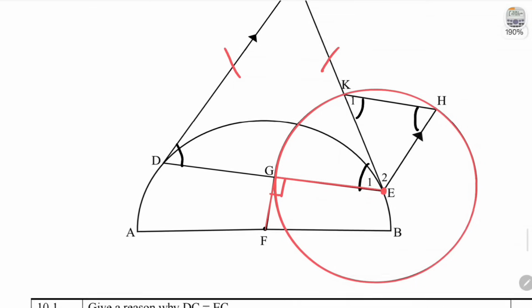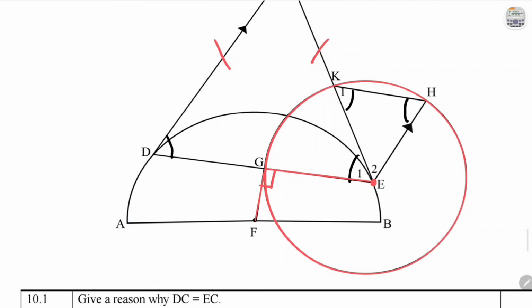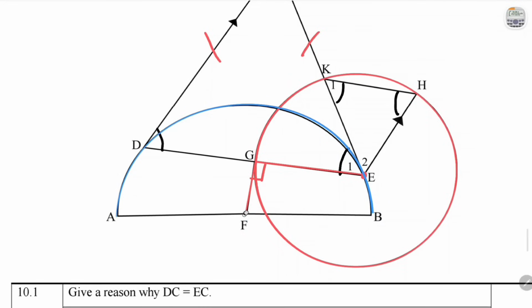And here's how this helps us. You see that in the semicircle, we have F being the center. If F is the center of the semicircle, then this is a line from the center of the circle perpendicular to the chord. And what does that line do to that chord DE? It's going to bisect the chord. And so that's why they will be equal.